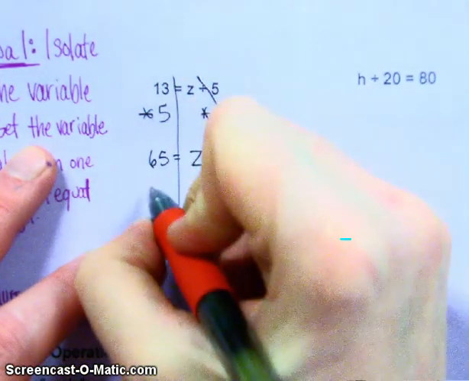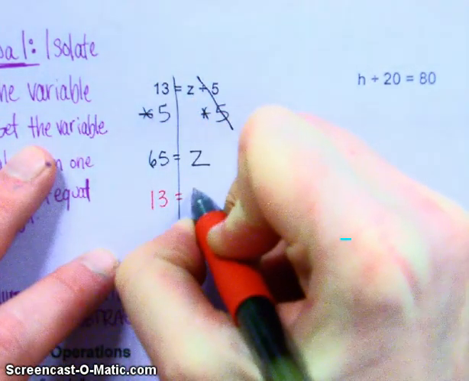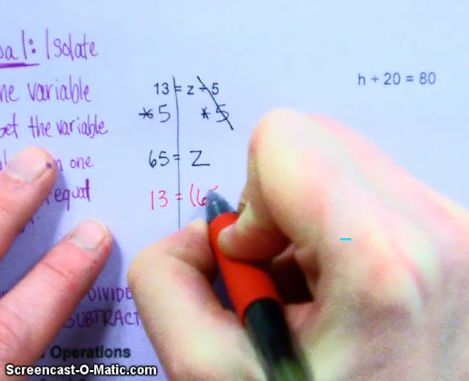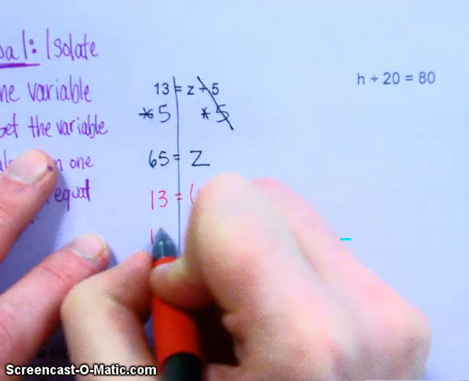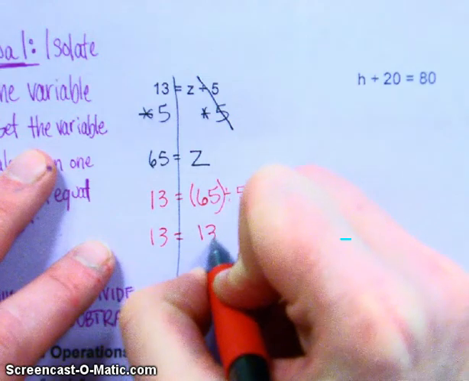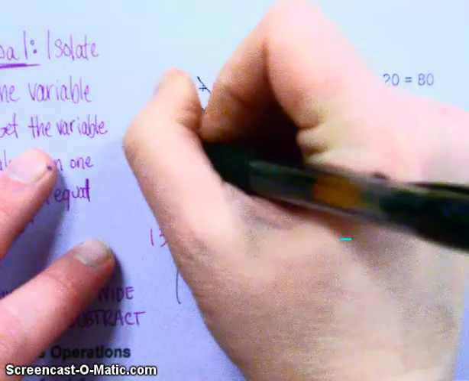Check. 13 is equal to, put in parentheses, 65 divided by 5. 65 divided by 5 is 13. We are fair and balanced. 65 is my solution.